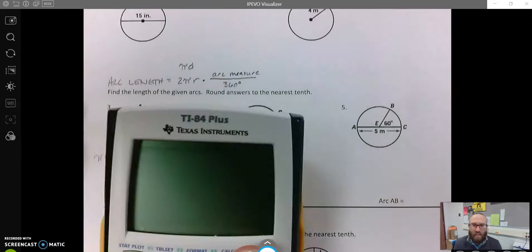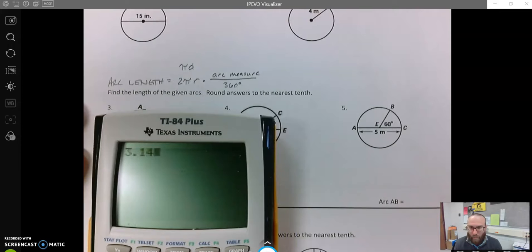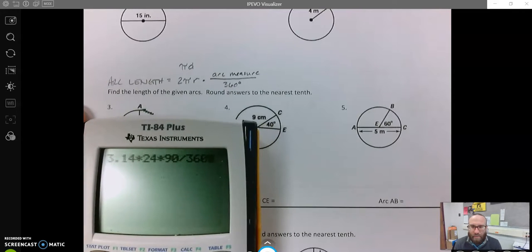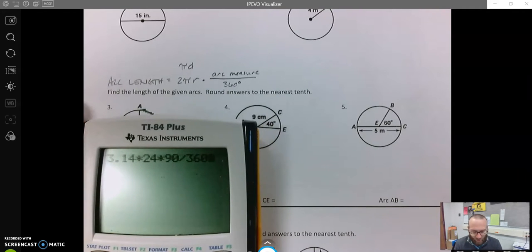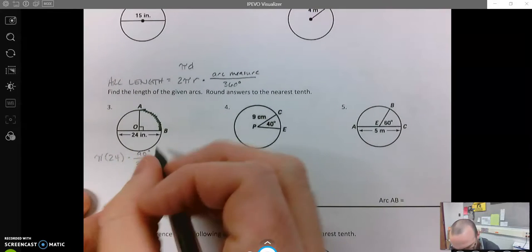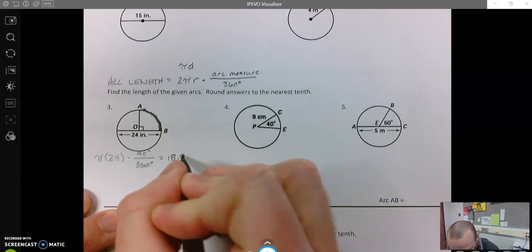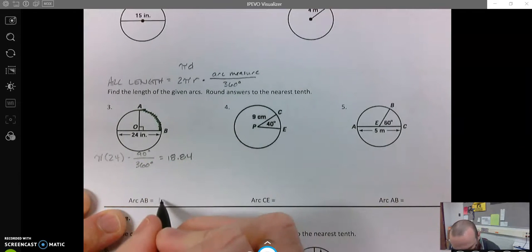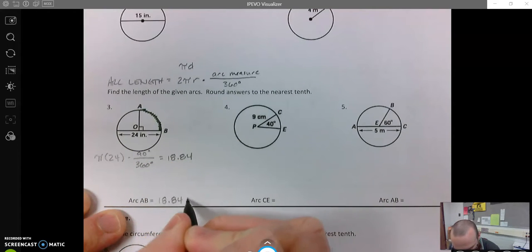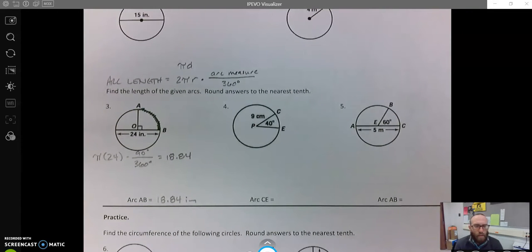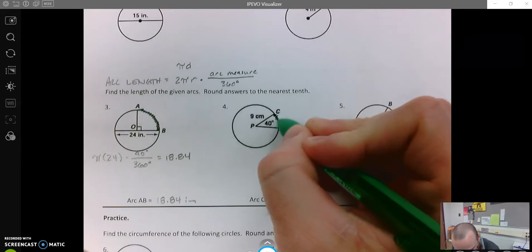So in my calculator, I'm going to go with 3.14 for pi times 24 times 90 divided by 360. And I know it's a little hard to see in the light there, but you can get that filled in. 18.84. Since I don't have to round anything, I am just going to say 18.84. Down here, I am going to include my unit, just inches. I really want you to see that pattern. So we'll slide over here. We're going to look at arc CE. That's this arc right here.